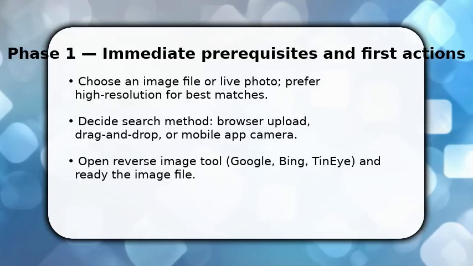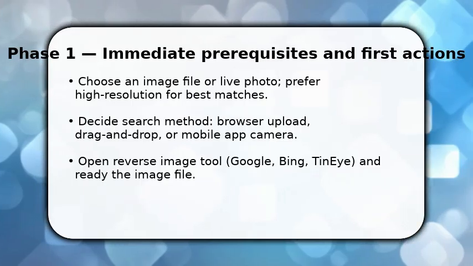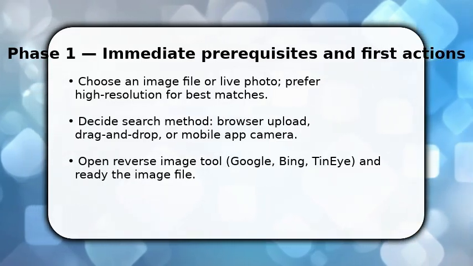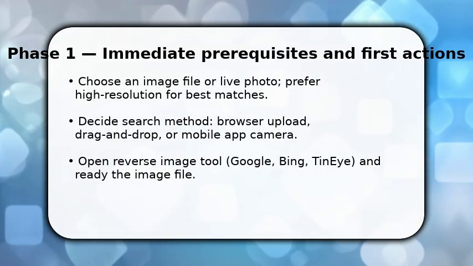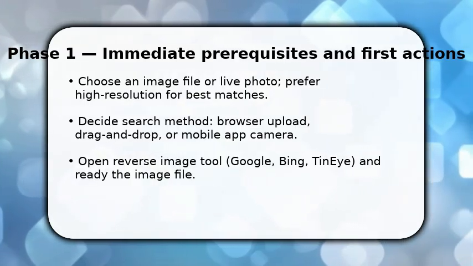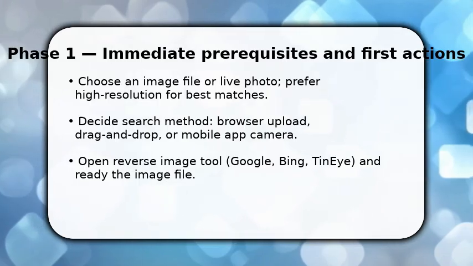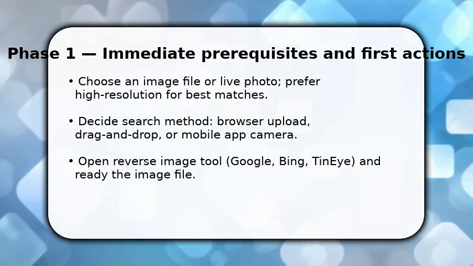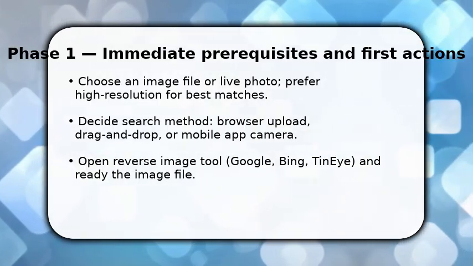You have an image and want answers now. First, pick the clearest file. Once done, open your chosen reverse image tool. If on desktop, drag and drop or click the camera icon to upload. On mobile, tap the app camera or share the photo to the browser. Make sure you allow permissions for camera or files.